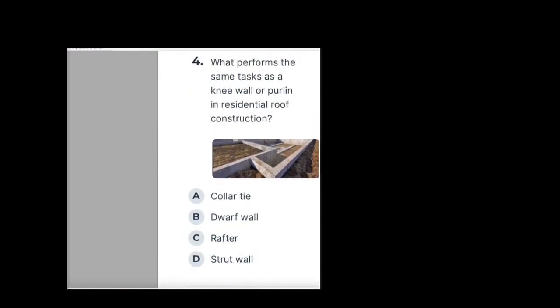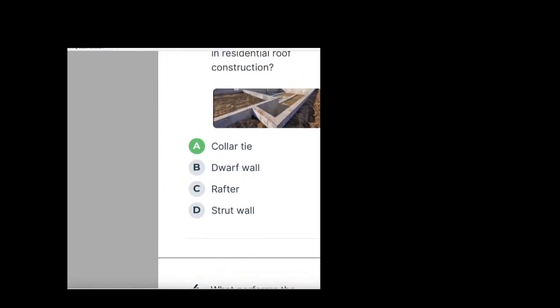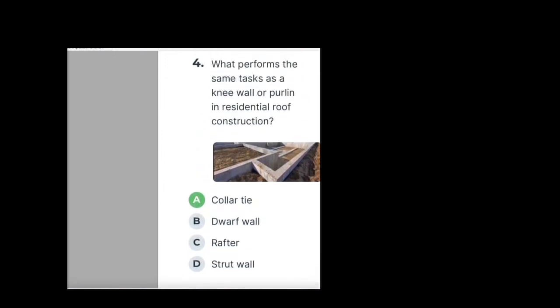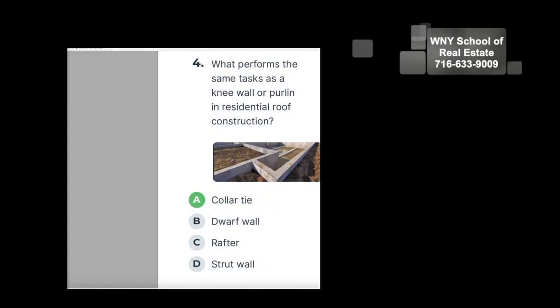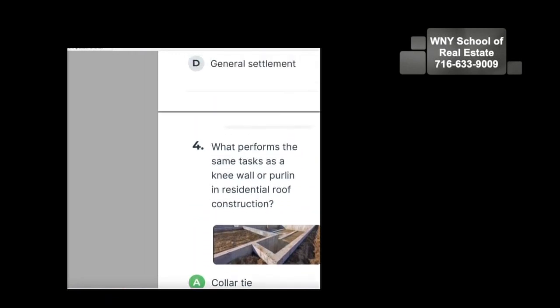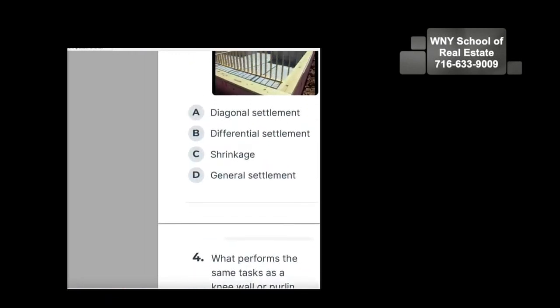So what performs the same tasks as a knee wall or purlin in residential roof construction? A, the collar tie, B, the dwarf wall, C, the rafter, or D, the strut wall? Indeed, the answer is A, collar tie. Collar tie choice A is correct for this question. Next question.